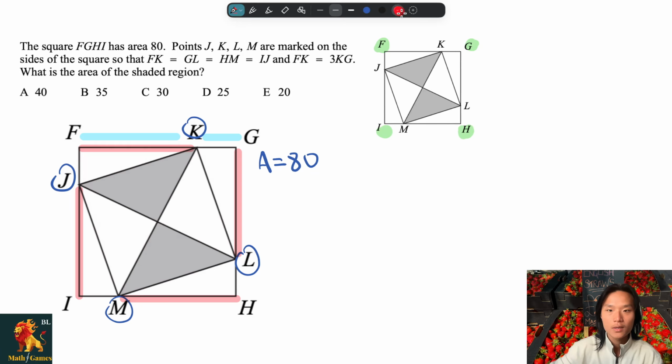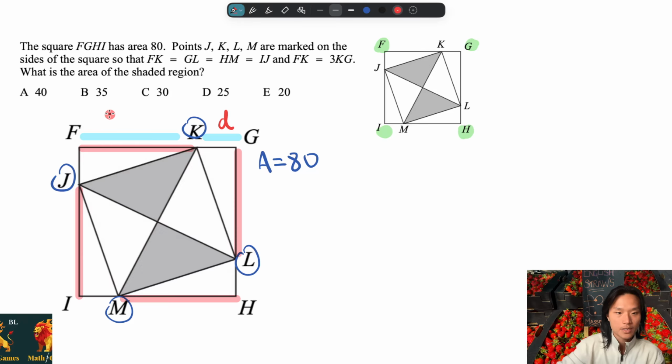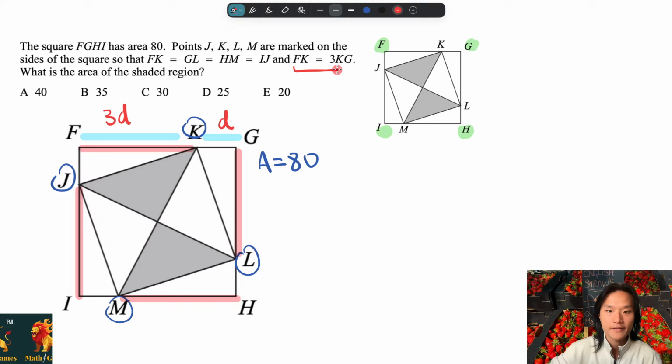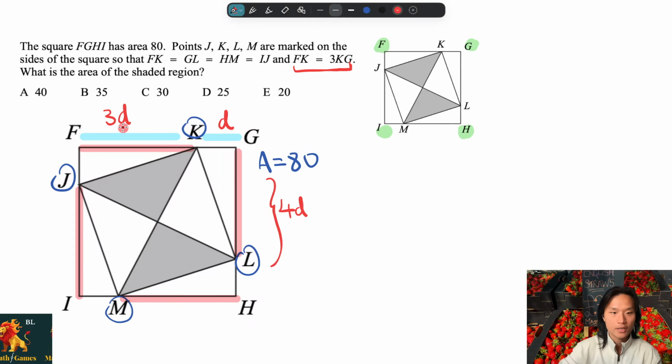So let's call the length of KG D. If that's the length of KG, then the length of FK must be 3D, because FK equals 3 KG. So the whole side of the square must be 4D, because 3D plus D is 4D.